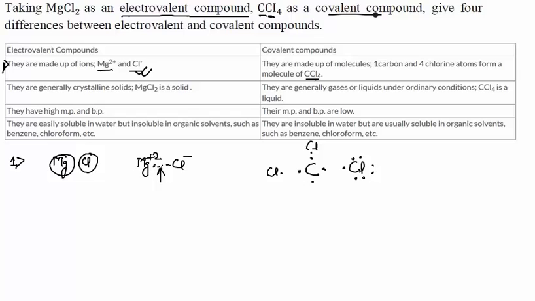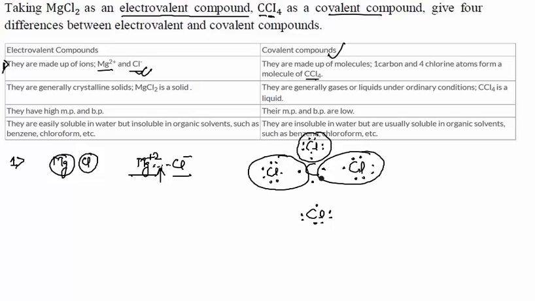So the key point is that in an electrovalent compound, metals lose electrons, non-metals gain electrons, and they form ions. But in the case of covalent compounds, sharing takes place, a mutual sharing. So this is the basic difference. There is no formation of cation or anion in this case. This is mutual sharing in a covalent compound.